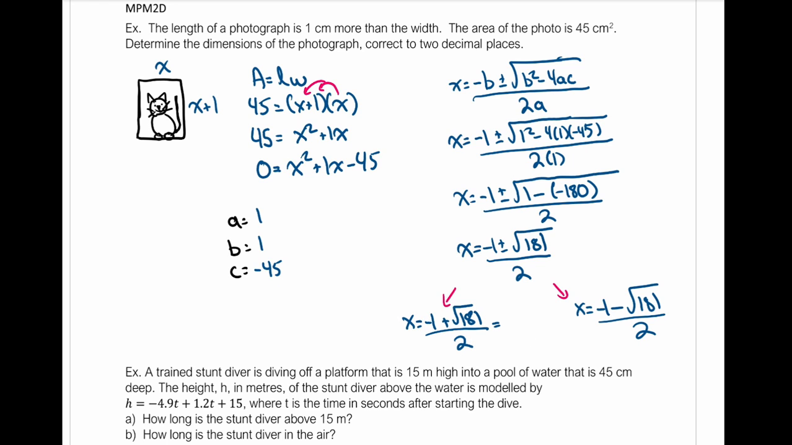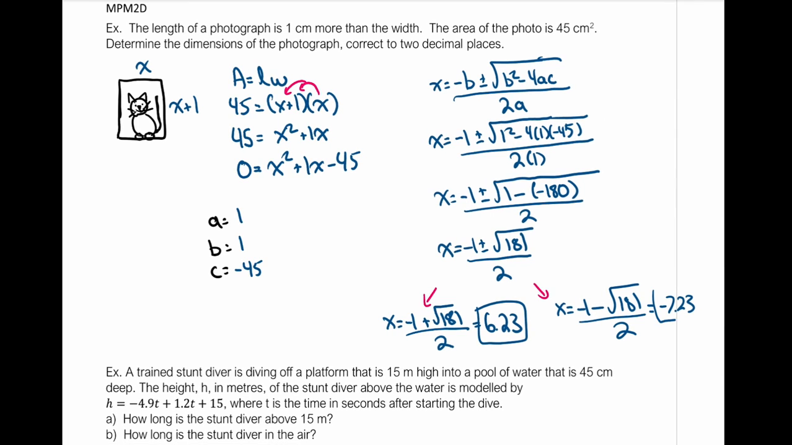So if I go through and simplify, negative 1 plus the square root of 181 divided by 2, I should get 6.23 rounded. And with the second solution, negative 1 minus the square root of 181 divided by 2, I get negative 7.23. So again, these are my two solutions. But looking at them, the one solution doesn't make sense, so I'm going to ignore it.